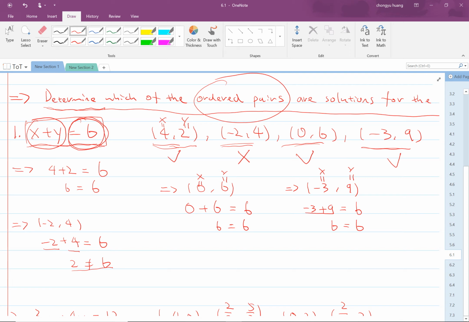Okay, so as I say, it's not quite difficult. The simplest way is you just plug in the number into the equation, and then if you get the same solution, then this point definitely has to be included in the equation.